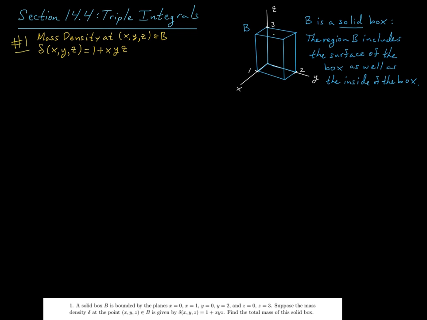All right, so I have the box pictured up here, and just for emphasis, B is a solid box, meaning that the region B includes the surface of the box as well as all points inside the box. So this density function delta measures the density at all points on the surface and inside. And we're going to find the mass of this solid.